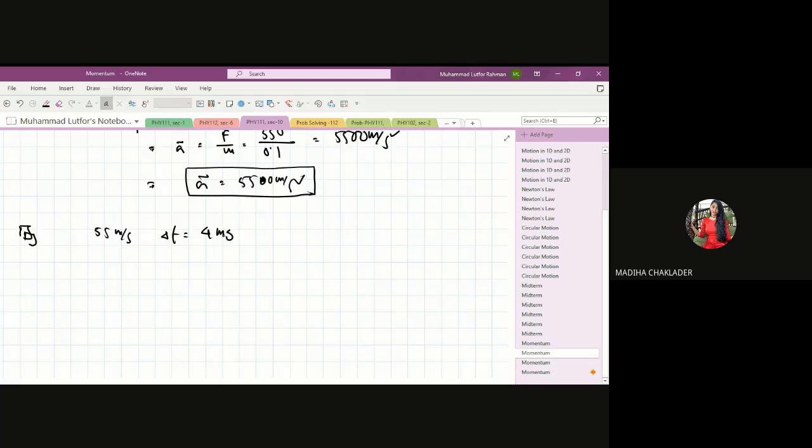Question again. Say a tennis player serves the ball with a speed of 55 meters per second, and the collision time between the racket and the ball is 4 milliseconds. Then how much force does the player apply on the ball during the collision time?